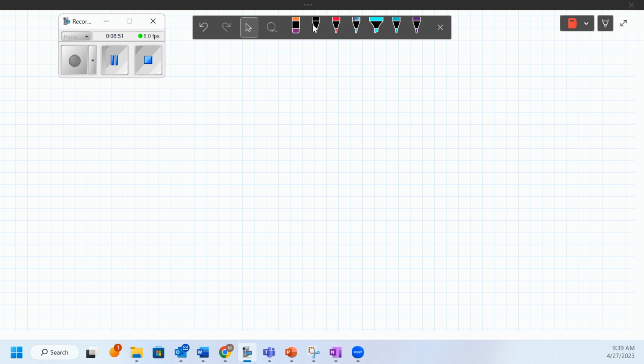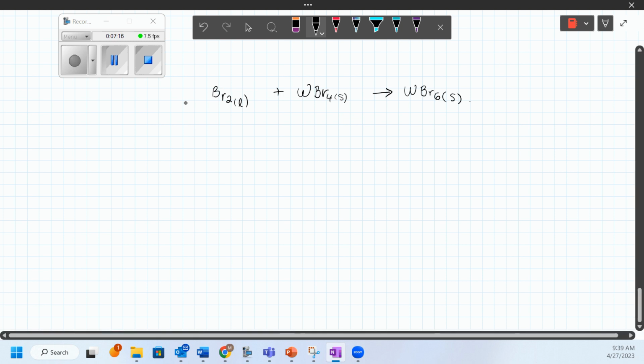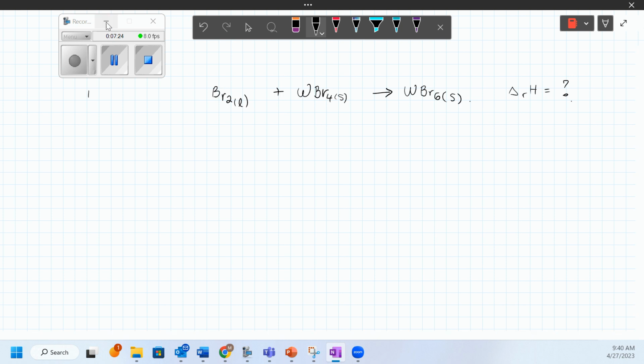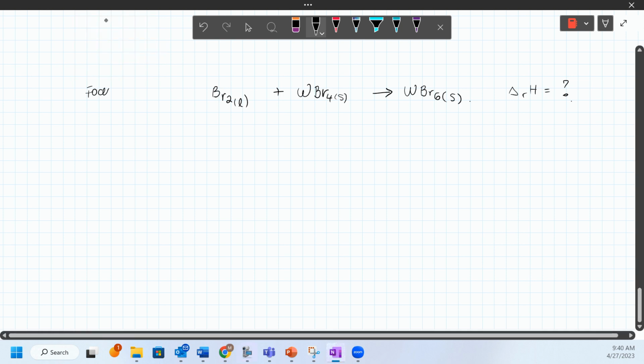So let's take a look now at the enthalpy of this reaction. I will give the reaction now, and in some cases you have to write the net balanced reaction. So Br2 in a liquid state, Br4 in a solid state will give you product in a solid state. Knowing, so we are looking for the enthalpy of this reaction. This is what I called the focused reaction.